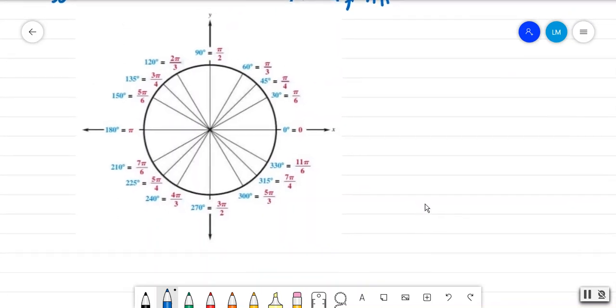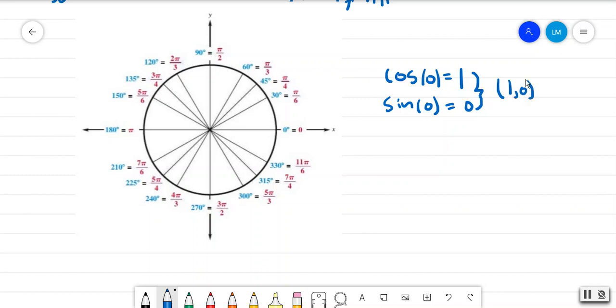So we already know that for every angle measure, you just have to plug it into the cosine and the sine function. So for example, if I wanted to find the ordered pair as it relates to 0 degrees or 0 radians, then I know that cosine of 0 is just going to be 1. But then sine of 0 is going to be 0. So that implies that the ordered pair that corresponds to 0 radians, or 0 degrees for that matter, is 1, 0.